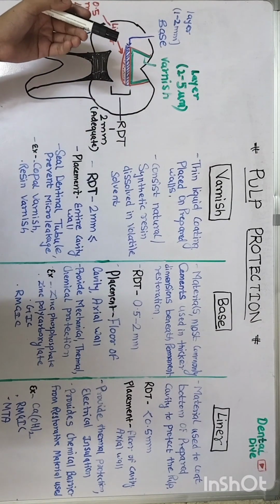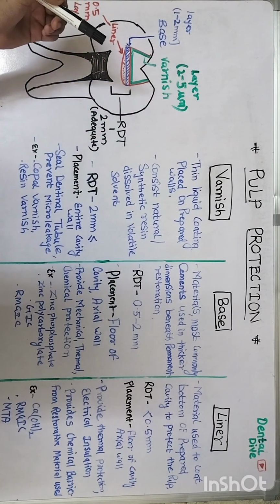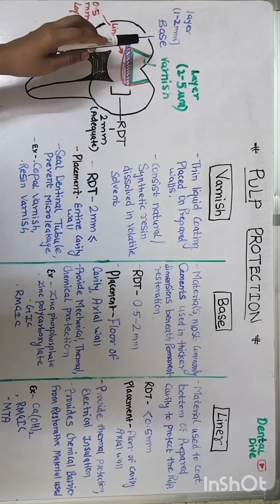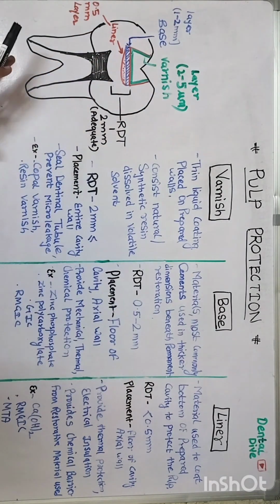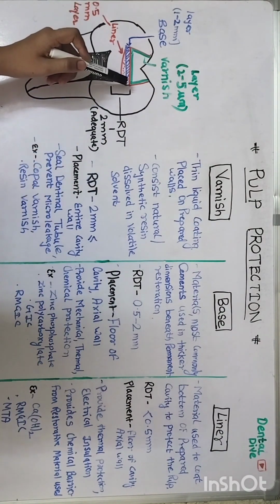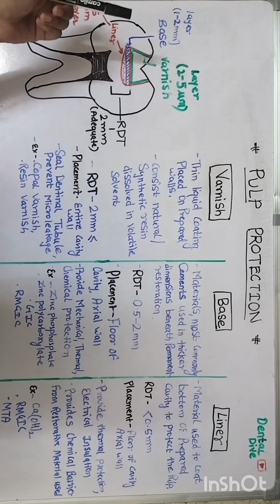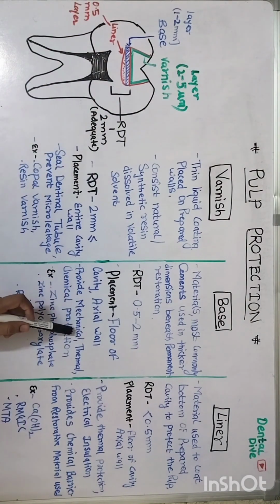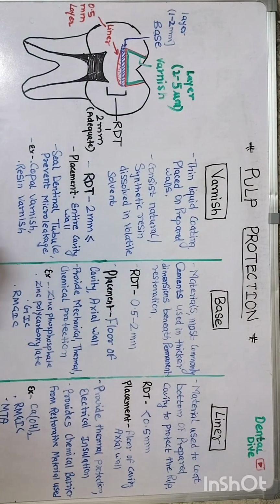Why is it not applied on your mesiolingual, mesiodistal or buccolingual walls? Because it gets dissolved in the fluids of your oral cavity. You got my point. Base is always applied on the base of the cavity or your axial wall, because it gets dissolved in the fluids of your oral cavity. Now, it provides mechanical, thermal and chemical protection to your pulp. Examples of bases are zinc phosphate, zinc polycarboxylate, GIC and RMGIC, which is resin modified GIC.